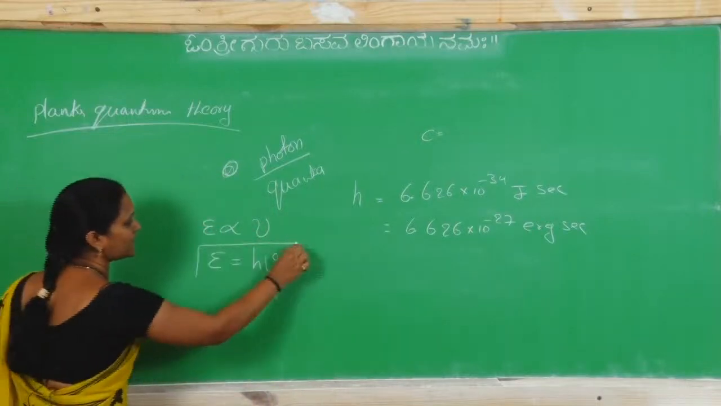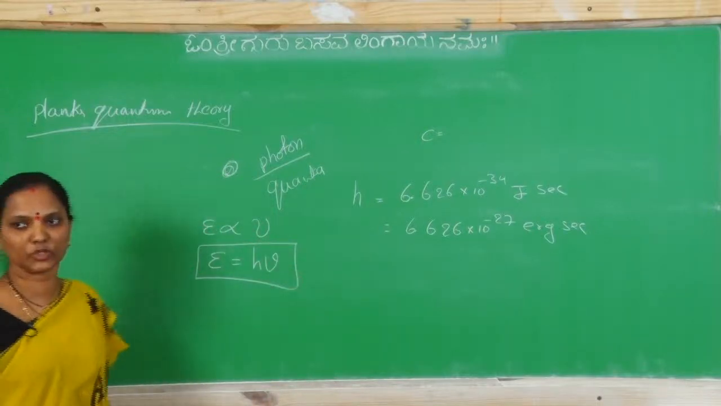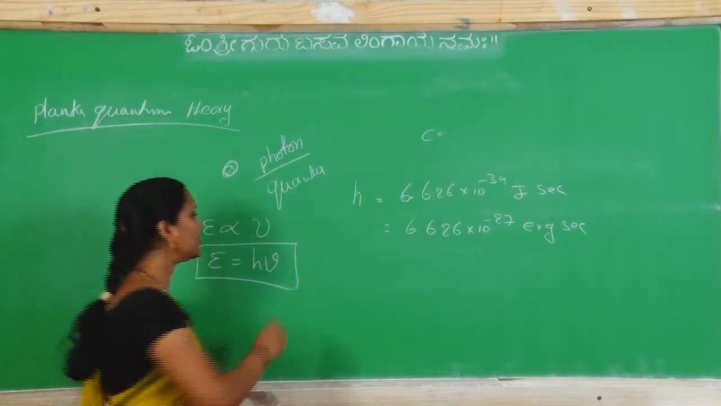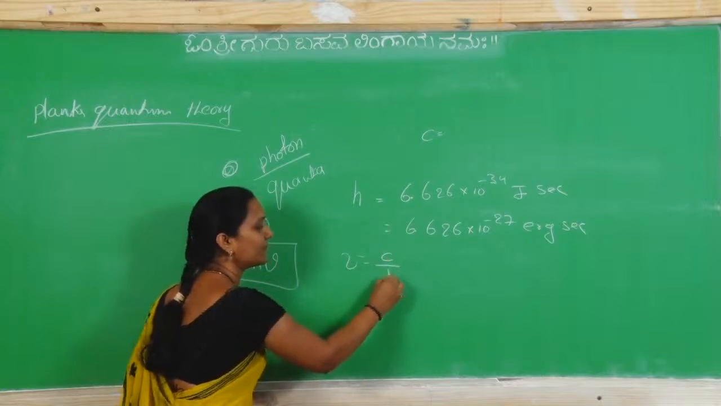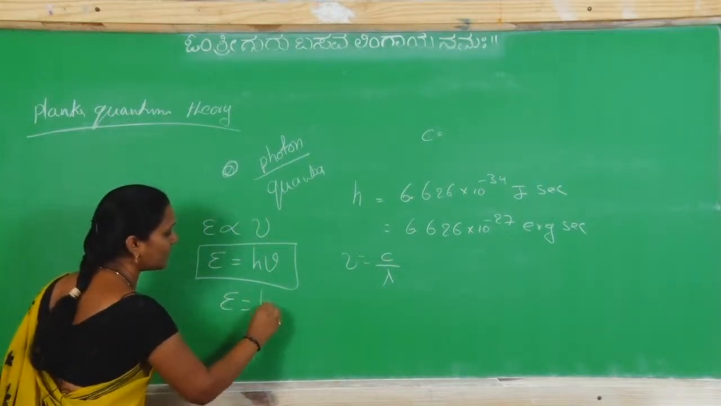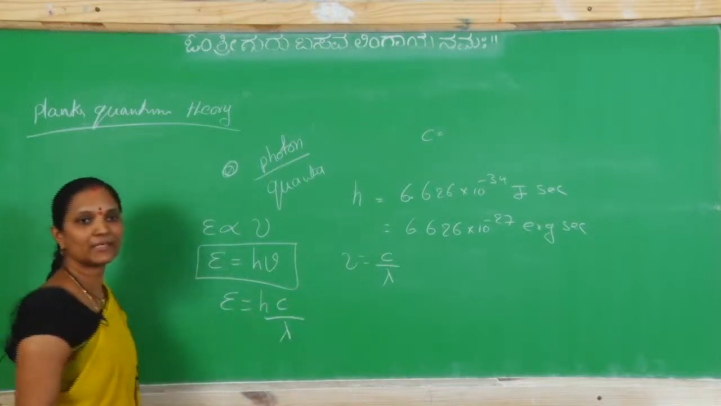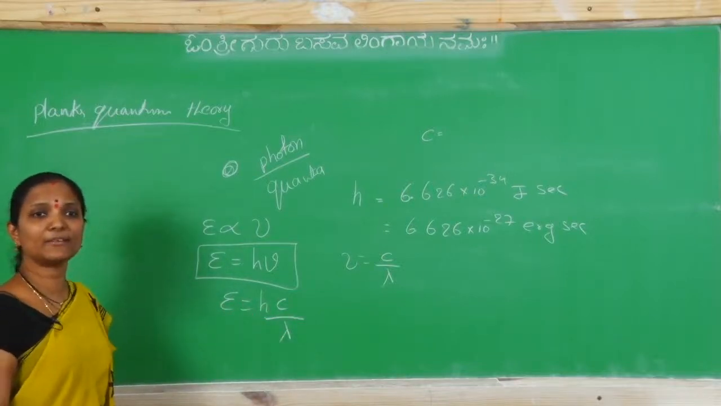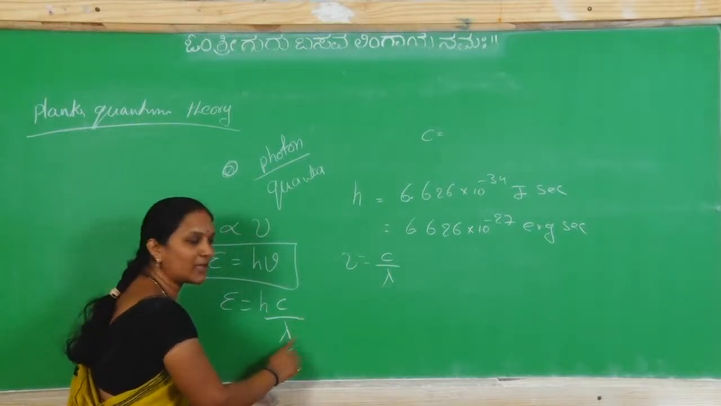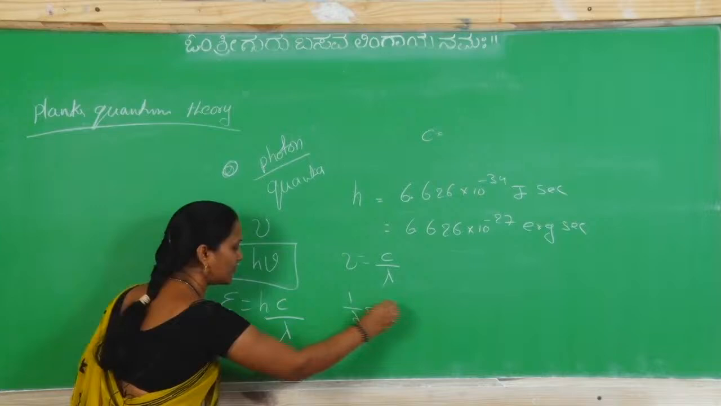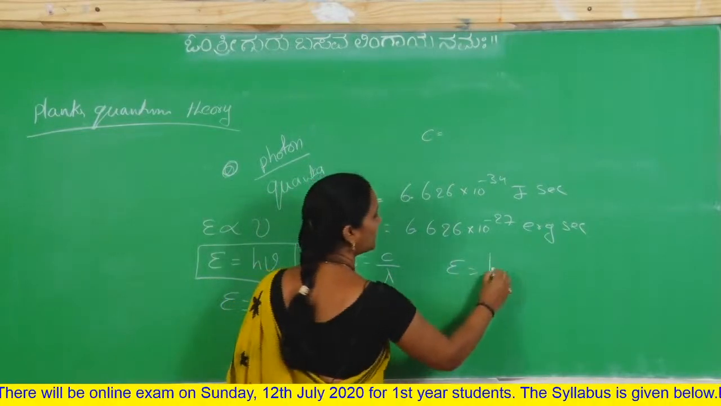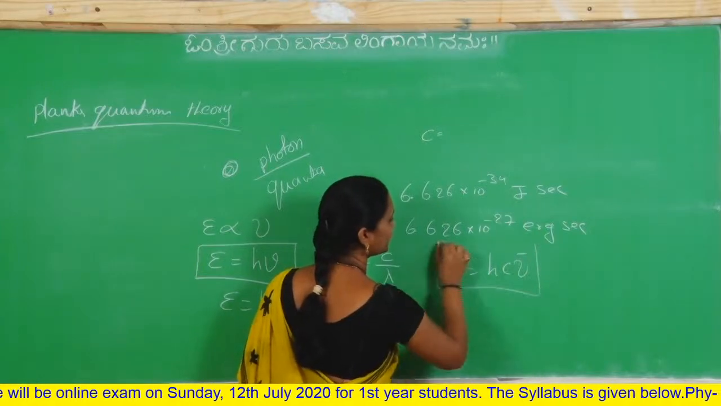Anyhow, what is the expression? E is equal to h nu. Okay. Instead of nu, if lambda, the wavelength, is given, nu is equal to c by lambda. So instead of nu, we use c by lambda. E is equal to hc by lambda. If nu bar, the wave number, is given, how to calculate the energy? 1 by lambda is equal to nu bar. Instead of 1 by lambda, substituting nu bar, the formula is E is equal to hc nu bar.